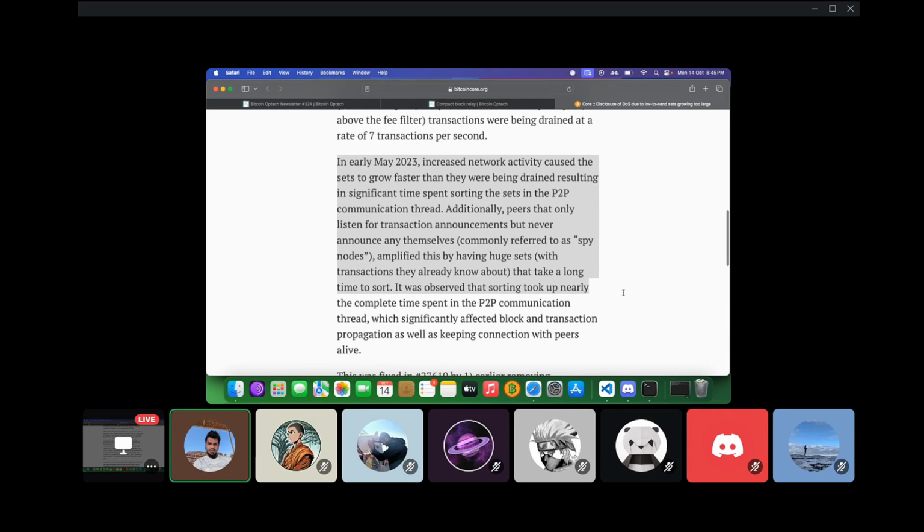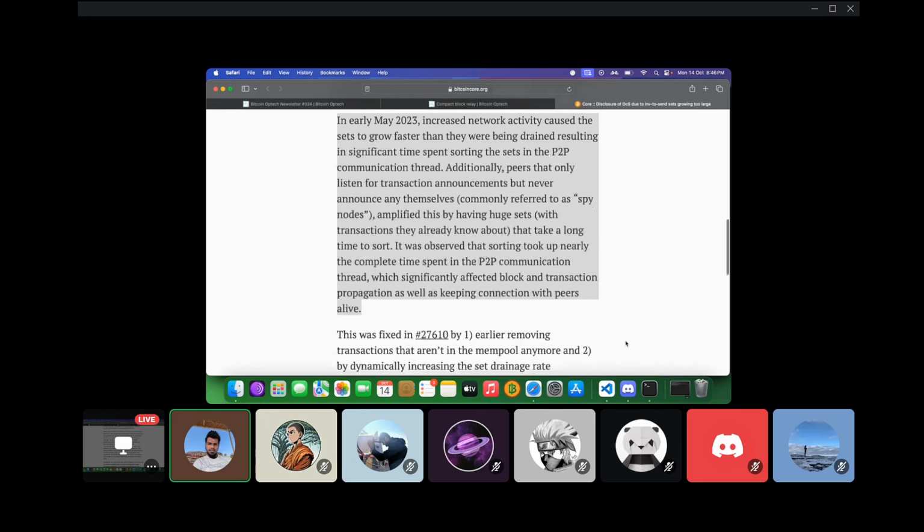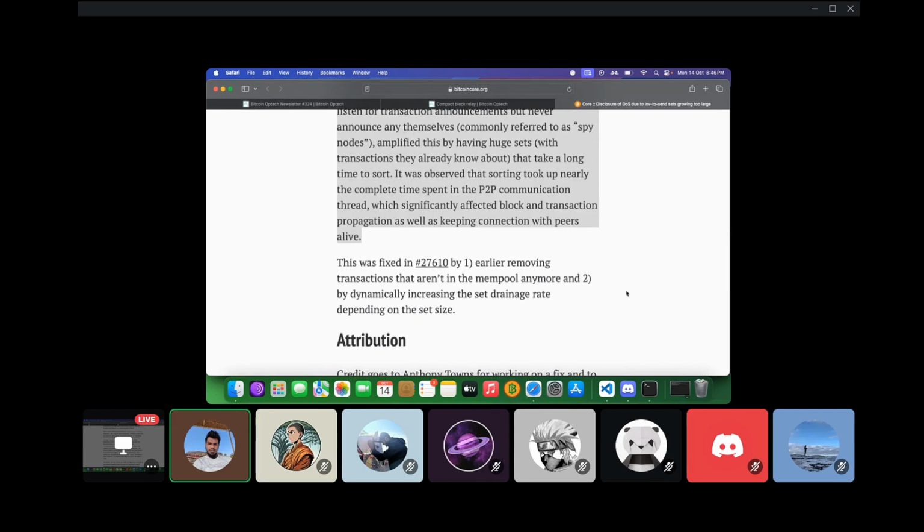Sorting took up nearly the complete time spent in the P2P communication thread, which significantly affected block and transaction propagation, as well as keeping connection with peers alive, right? So if your CPU is engaged with sorting your inventory, it has less resources available to perform other tasks. So when the network traffic increased exponentially in May 2023, it was observed that the majority of the computational power was being invested in just sorting these inventory sets.